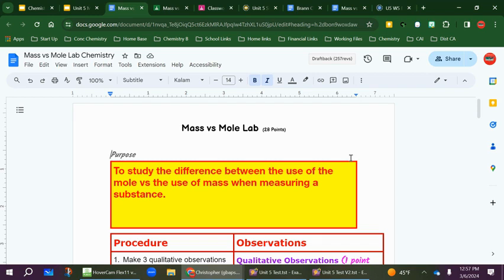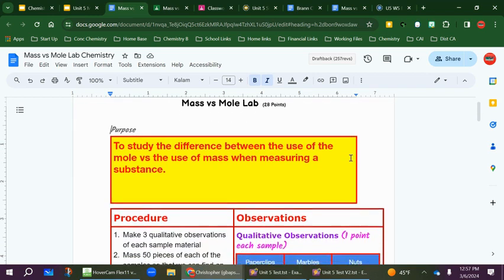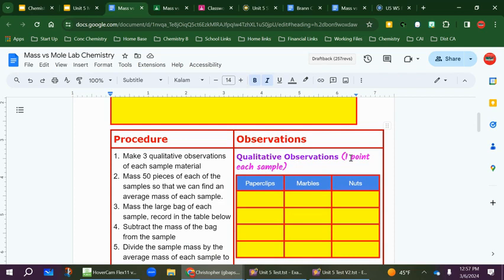So, the lab procedure, ladies and gentlemen. Make 3 qualitative observations of each sample material. The 6 stations in the back, each one is set up with a different material. Right over here, there are paper clips. At the station next to it, there are marbles. At the station next to it, there are nuts. At the station in the back corner there are thumbtacks, there are washers, and there are nails.